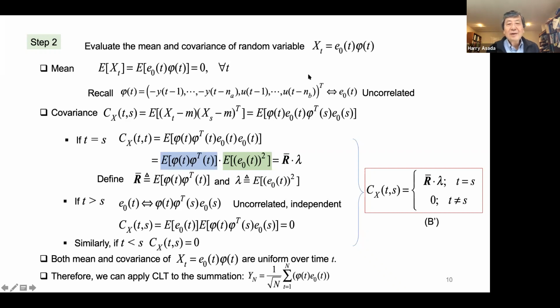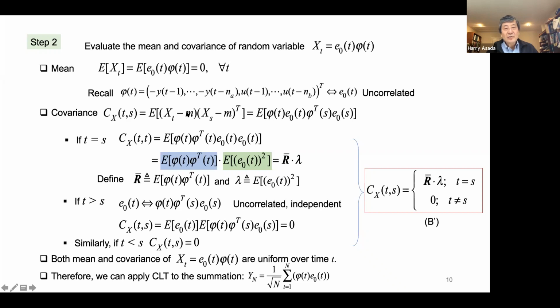But none of the variables involved in here correlate with the e_t, which is the white uncorrelated random signal. So these two are uncorrelated, so this is basically 0. Okay, mean 0.